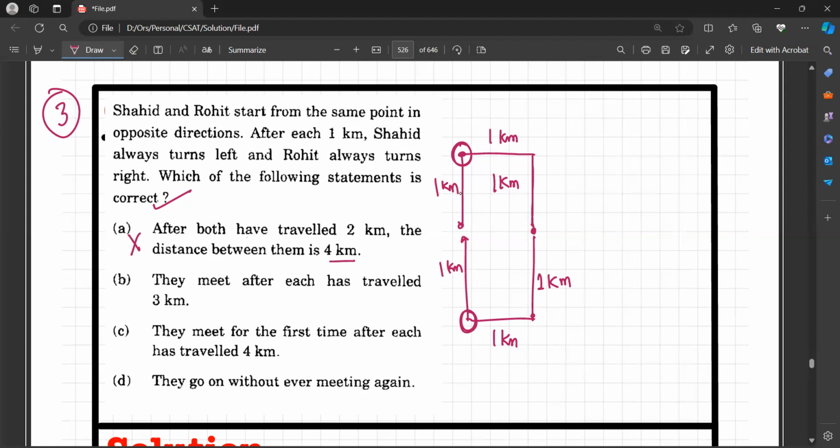They meet each other. They meet after each has traveled 3 kilometers. So Sahid has traveled 3 kilometers, Rohit has traveled 3 kilometers. They meet again after 3 kilometers. So this statement is correct. No need to read the other two statements. So we have got the answer as B. Got it? Let us proceed to the next problem. Question number 4.